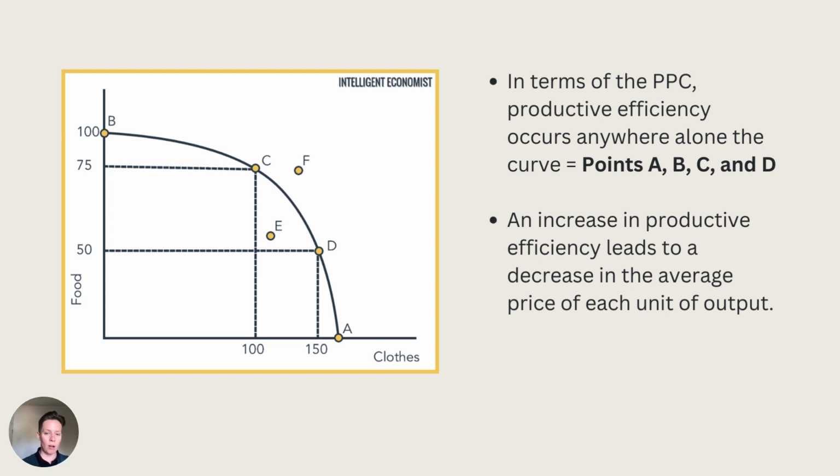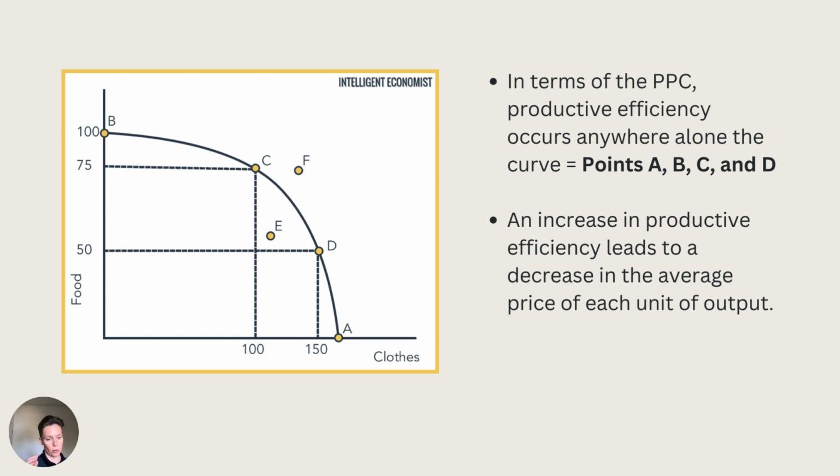I will comment on price for a moment. So, an increase in productive efficiency leads to a decrease in the average price of each unit of output. So, if you think of a producer, if they're able to use their resources as productively, efficiently as possible, it means that the average cost per each unit produced is going to be as low as possible, right? So that's going to make them more competitive relative to other producers.